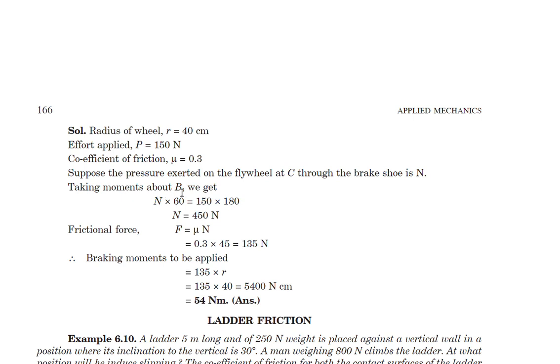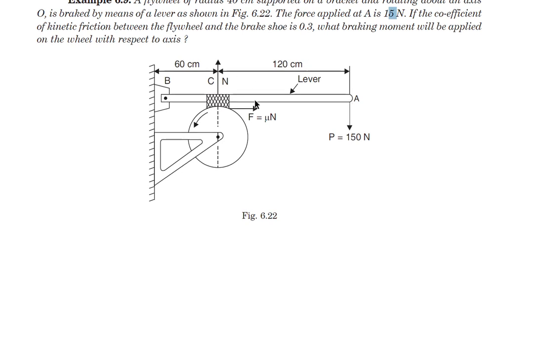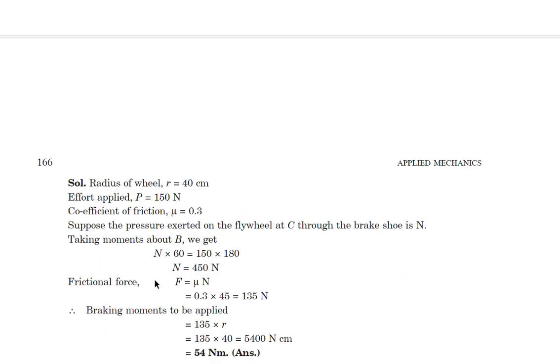Now taking moment about point B, which is at the wall, we get the normal reaction N into 60, and that should be equal to 150 into 180, because 180 is the total distance. So N comes out to be 450. Now because N is 450, you can find out the friction force between the wheel and the shoe, which is 0.3 into 450, which is 135.